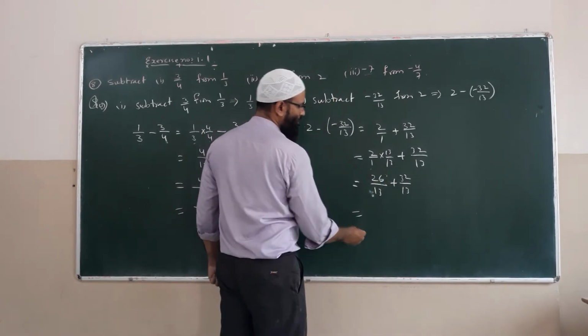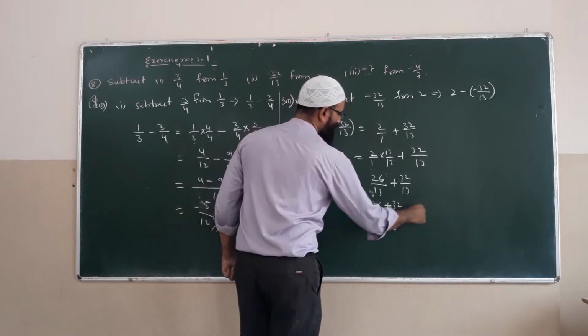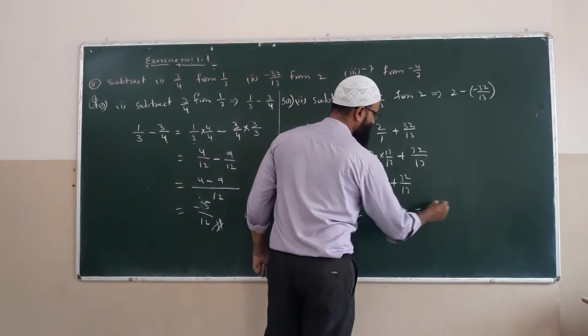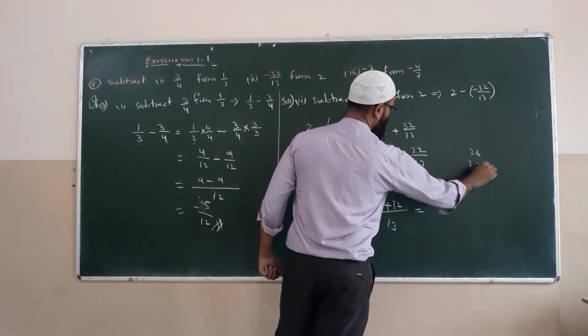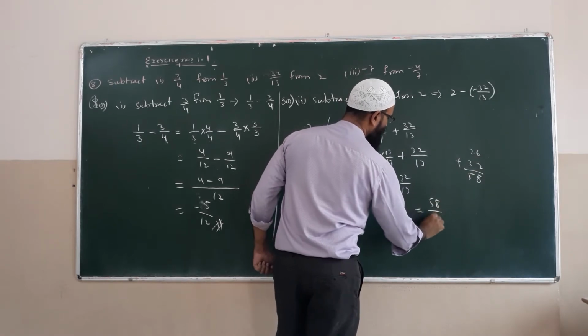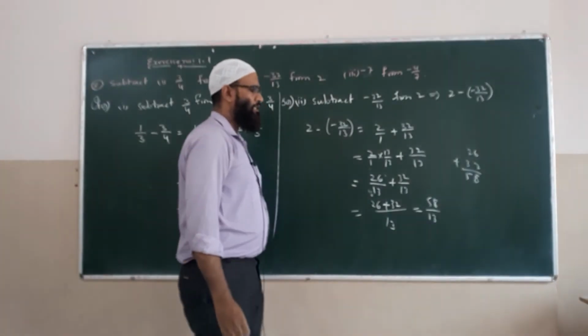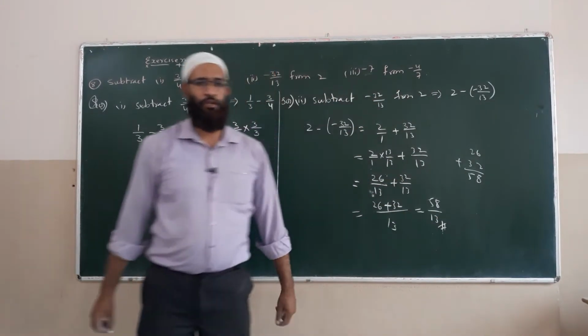Then what do you get? Take 13 common. 26 plus 32: 6 plus 2 is 8, 2 plus 3 is 5. 58 by 13. This is our answer. Now do this one as homework. Now note down.